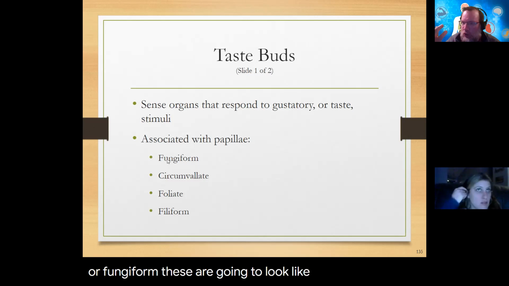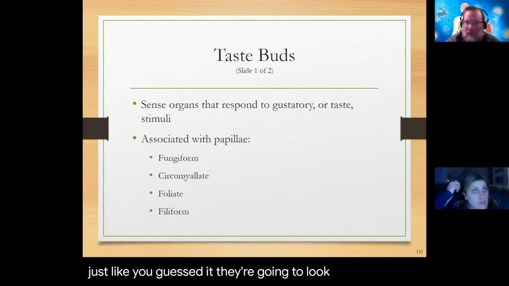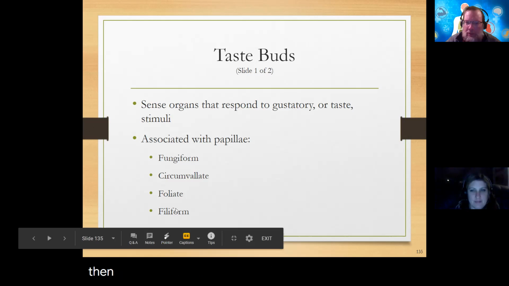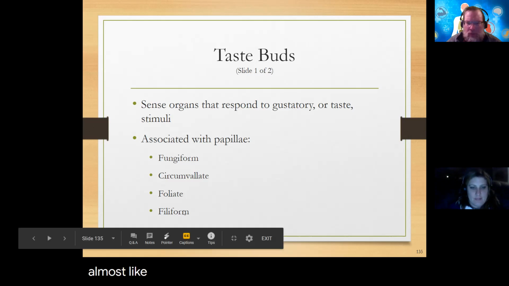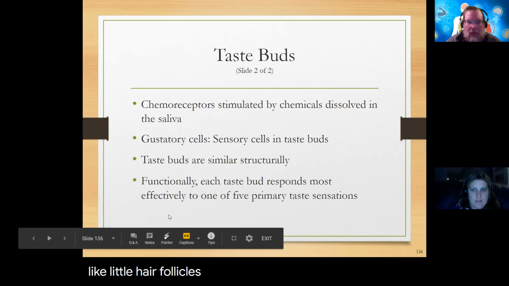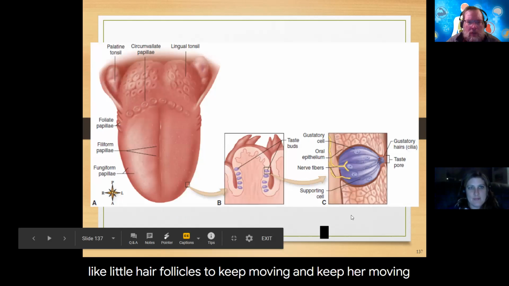These are going to look like little mushrooms or toadstools. Circumvallate, just like you guessed it, they're going to look circular, kind of like cylinders. These are going to look a lot like kind of fat pop cans. Foliate, these are going to look like little tree leaves. And then filiform, these are going to be tiny little, very small, almost like cilia. So filiform kind of sounds like the word cilia. So these are going to be skinnier, almost like little hair follicles. We're going to keep moving.